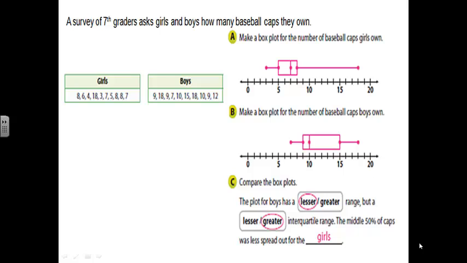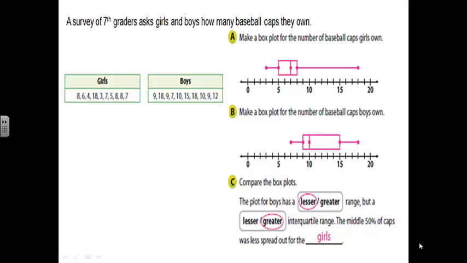They made a box plot for the number of baseball caps the boys owned. And the boys, on average, or the median, found that most of them owned at least 10 caps. If you look at the box with the inner quartile there, the box is your inner quartile, and you can see that it's a whole lot bigger than the girls. And it looks like the range of caps owned started at 7, and some of them even went up to 18.